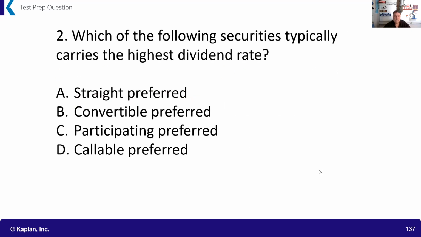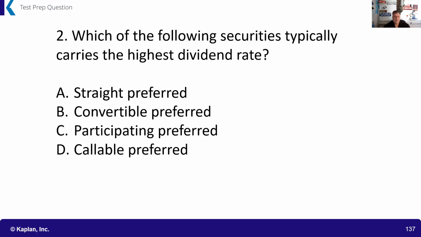Two, which of the following securities typically carries the highest dividend rate? I kind of like this question. So what we have to do here is think, okay, which one of these is going to be least attractive to a preferred stockholder, and therefore we're going to have to compensate them. That's the way I would go about it. There's a lot of ways. As long as you get the right answer, who cares? Straight preferred, convertible preferred. Well, no, you should definitely know the convertible would be a lower interest rate, right? Because you have the opportunity to switch your status from being a preferred stockholder to becoming a common stockholder. So you should definitely know that that's not the case.